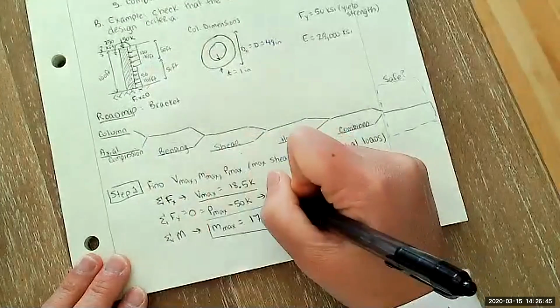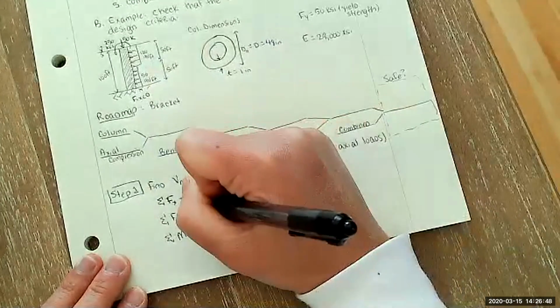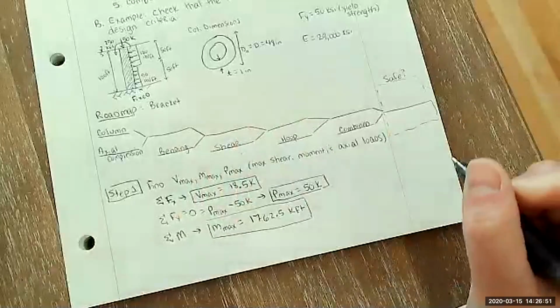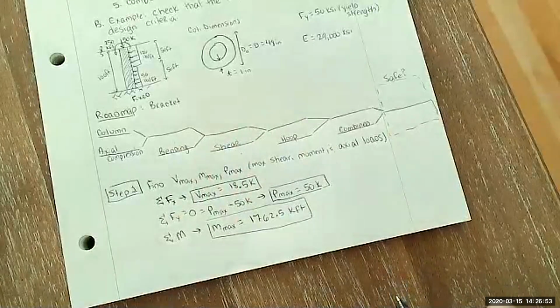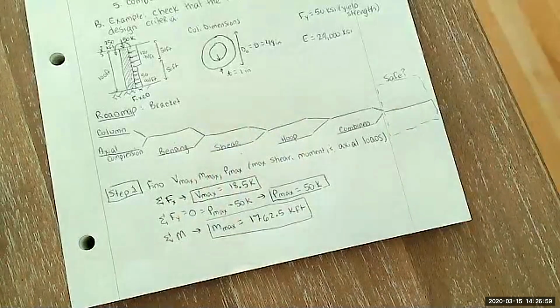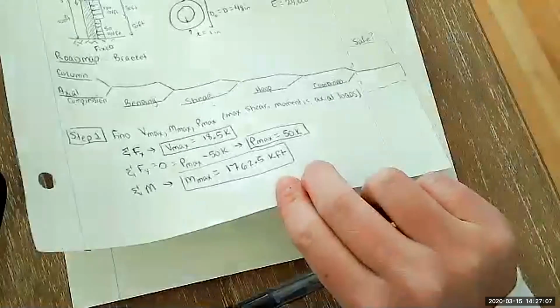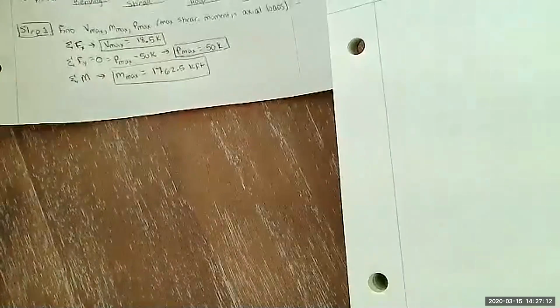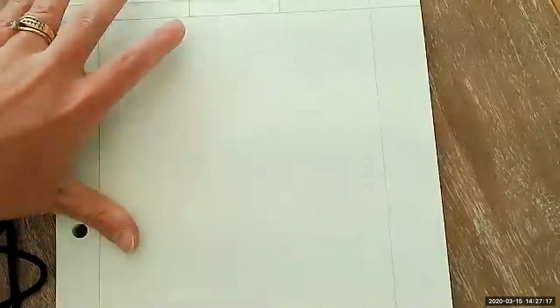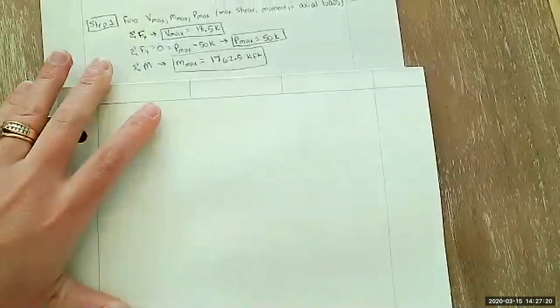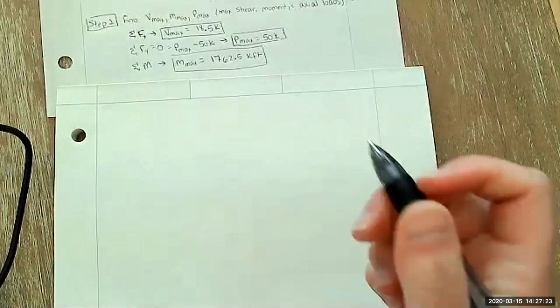So these are the values that I'll be working with when I want to find the actual shear, axial, and bending stresses, which is what I'm comparing. I'll find the allowable ones, and then I'll compare these stresses to see if the structure is safe. All right, so once I have these loads, I can move on to step 2.